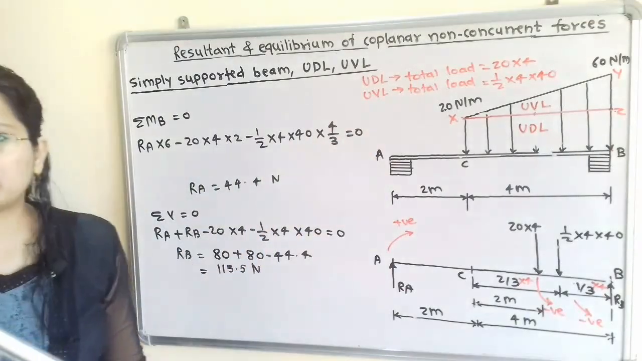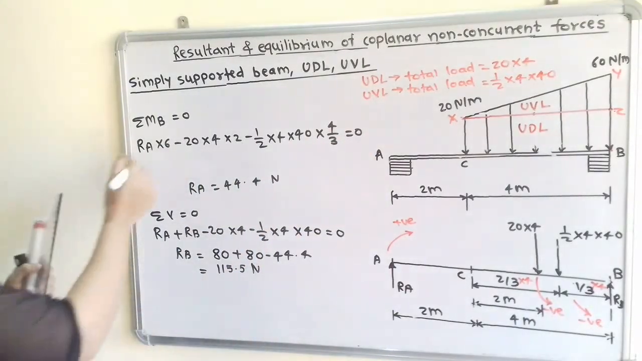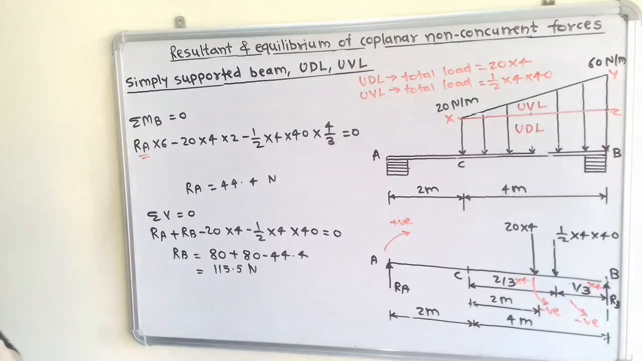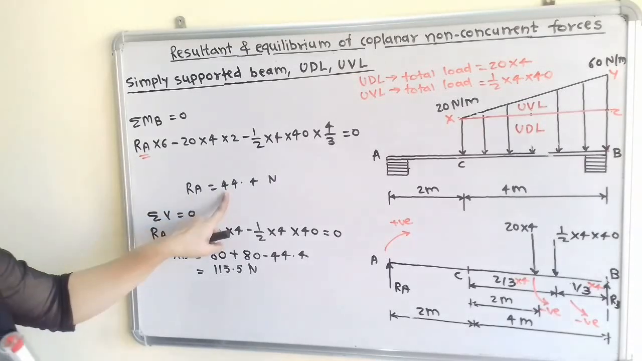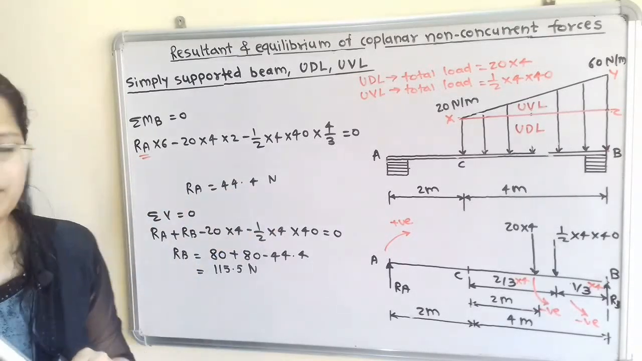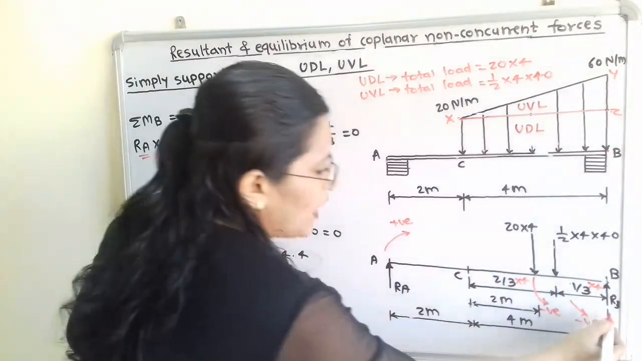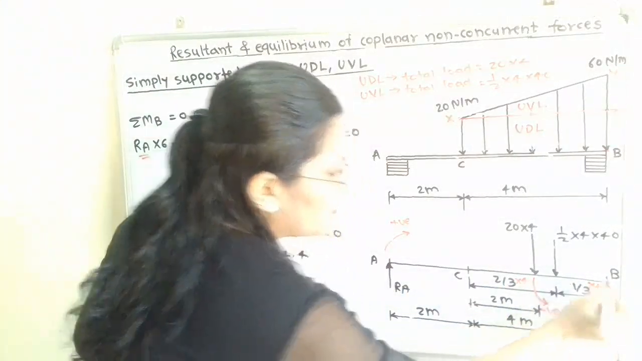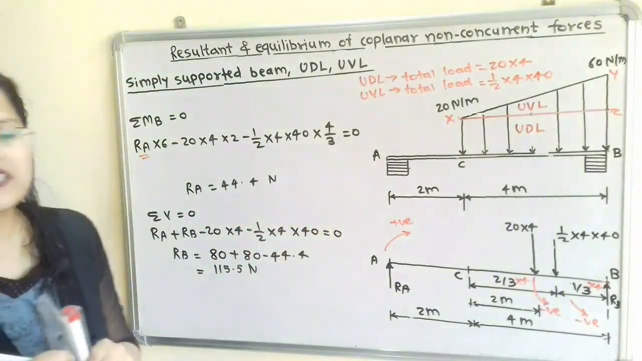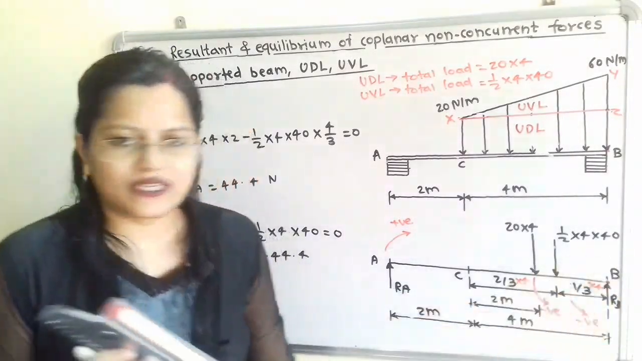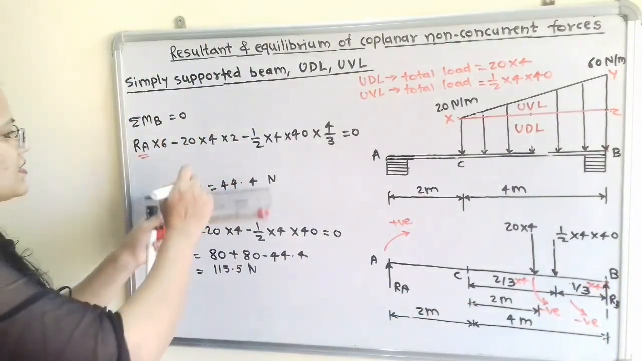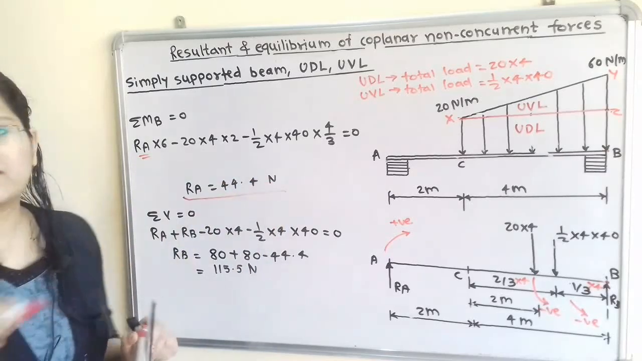is equal to 0. Now when we solve this, the only unknown term is RA, and RA is equal to 44.4 Newton. Now what about RB? RB is applied at point B only, so the perpendicular distance is 0. So we are not going to consider this. So this is the first component that we get.